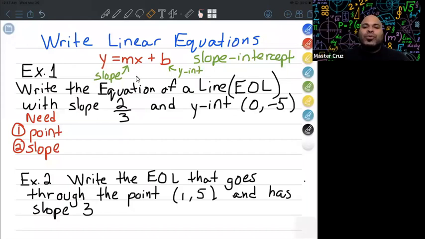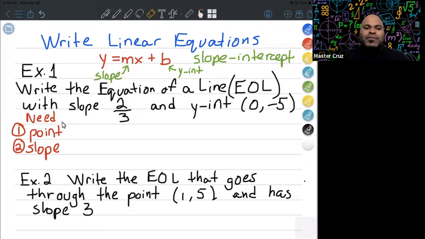So here we go. The slope-intercept form of a linear equation is y equals mx plus b, that famous equation or formula where the slope is represented by m and the y-intercept is represented by b. So let's use it. Write the equation of a line, or EOL for short, with slope 2/3 and y-intercept (0, -5).